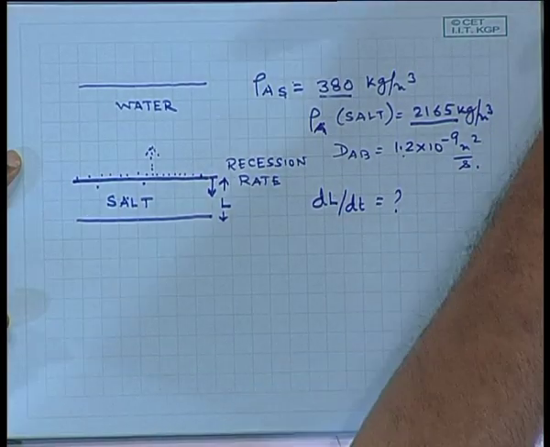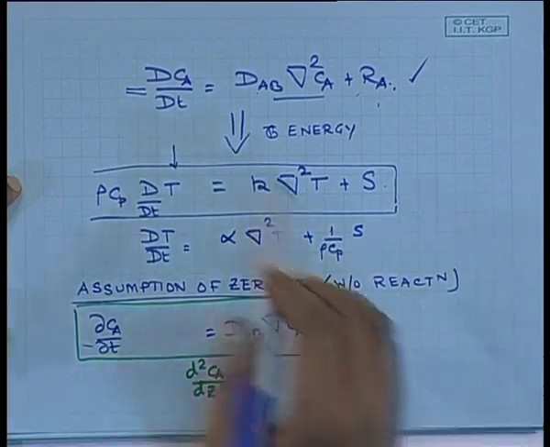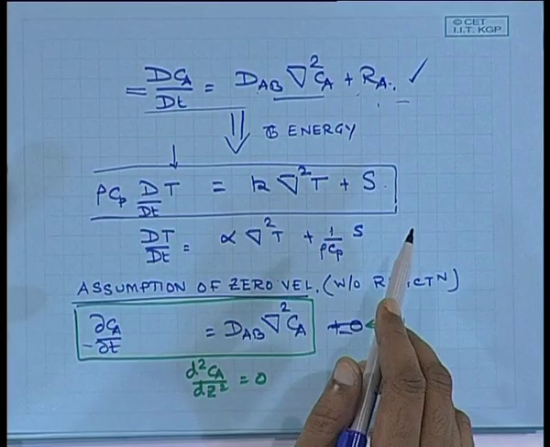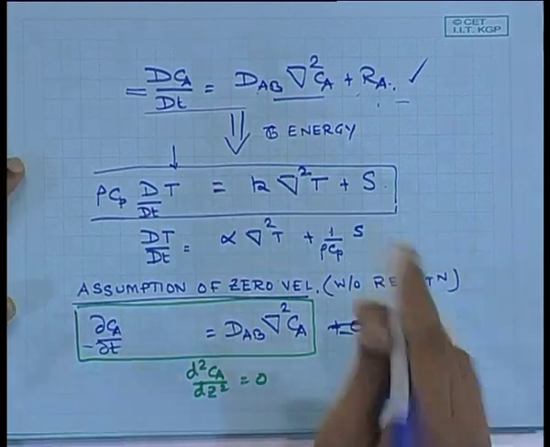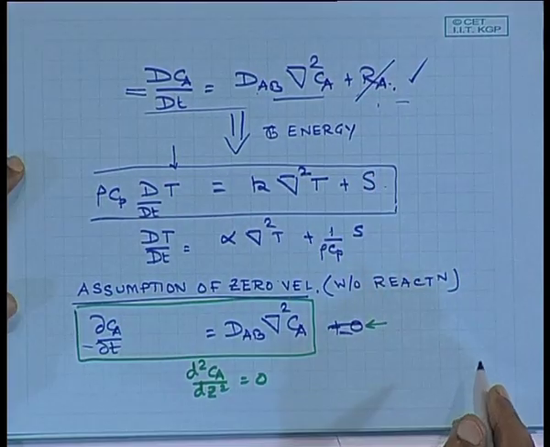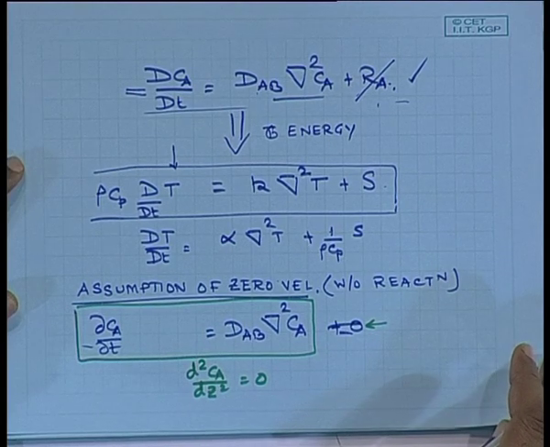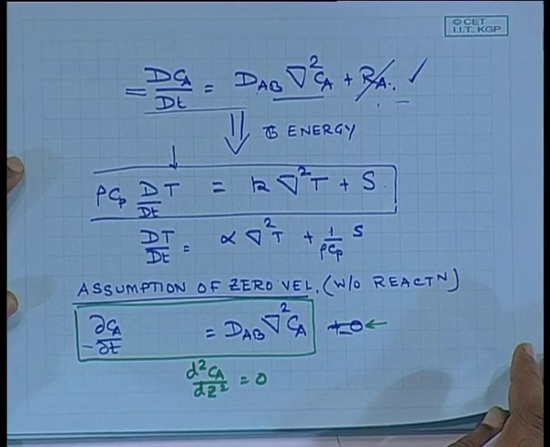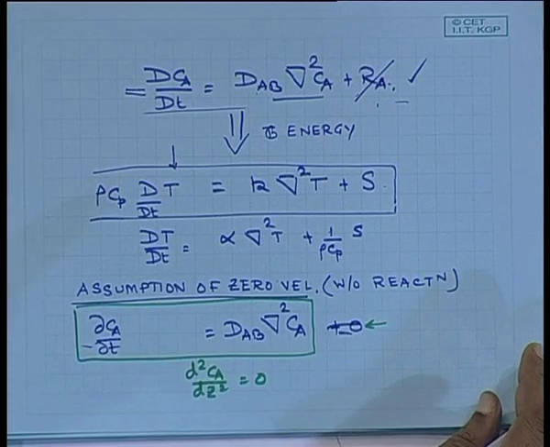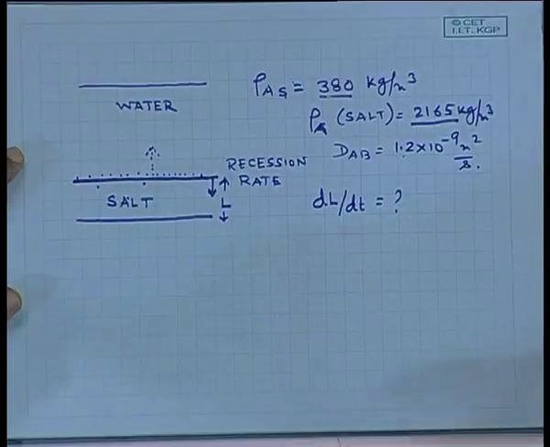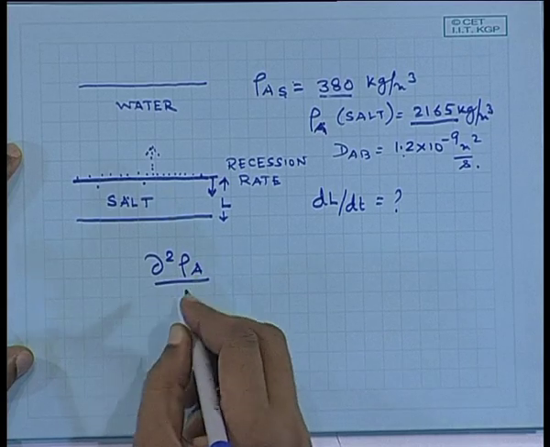If I have to use any of these equations, let us see if I use this equation, what would be the form of this equation? RA will be 0, there is no reaction between salt and water, and instead of capital D/Dt of CA, what is it going to be? There is no velocity in the system. It is small del/del T of CA is equal to DAB divergence square CA. If I express it in mass terms, it is the same.